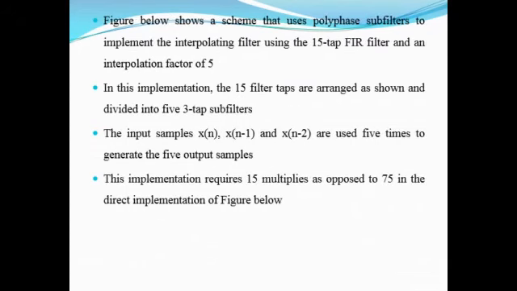So x of n minus 1 and x of n minus 2 are used 5 times to generate 5 output samples. The 15 filter taps are arranged as shown here, and they are divided into 5 3-tap filters. These are the 15 coefficients we normally use, based on the interpolation factor of 5. So the implementation requires 15 multipliers instead of 75 multipliers with direct implementation. That is 5 times faster when it comes to the multiplication process.